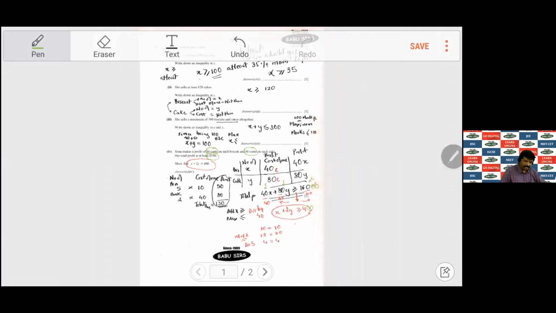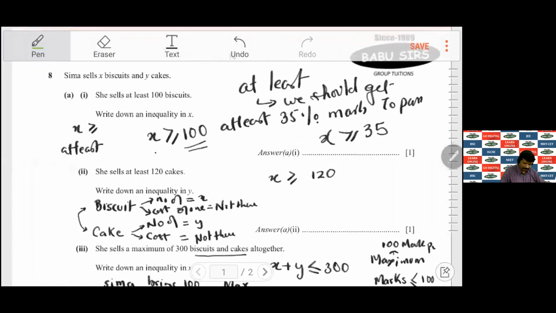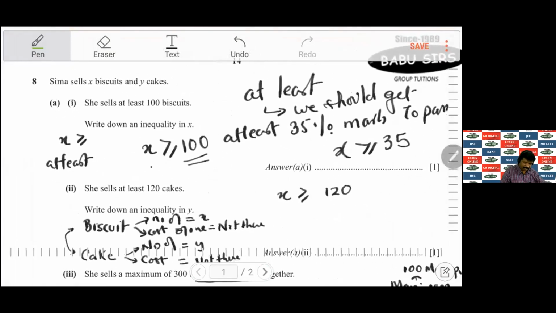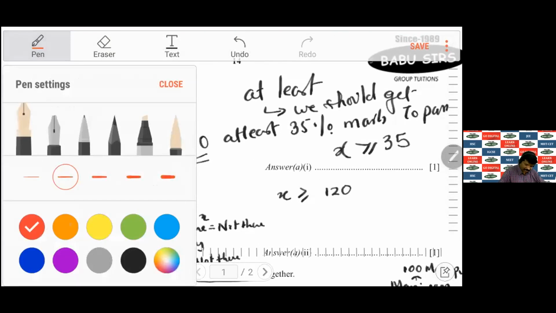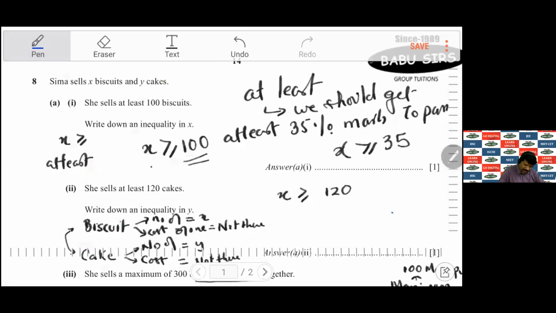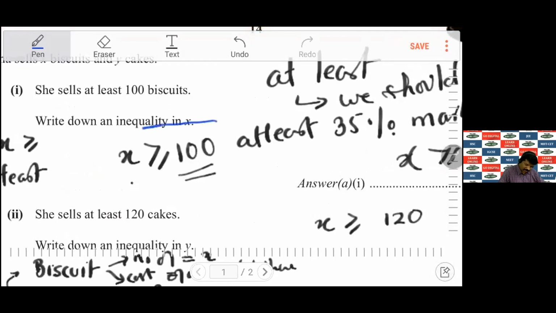Now you can see this entire sum that we have done. We have got answers like, first answer is this one. We'll tick it with red or blue. This is your first answer. And it is written at least 100 biscuits, so with biscuits as X, at least 100 means X is greater or equal to 100.